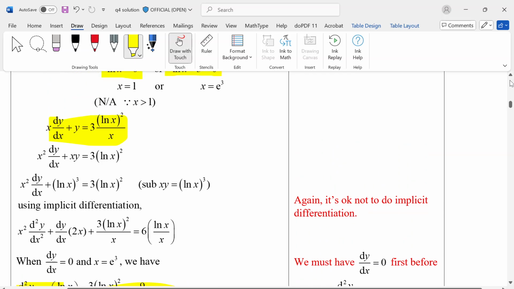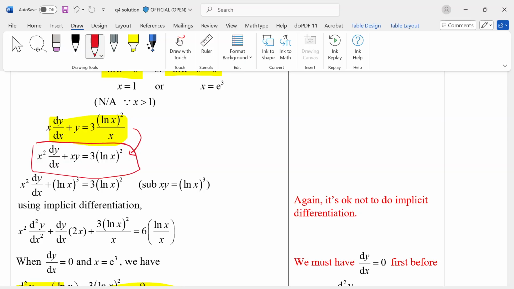Again, not too difficult. Just a little trick to explain here: I try not to involve the quotient rule, so I multiply by x across and create a product rule implicit differentiation instead. So that's the first part.